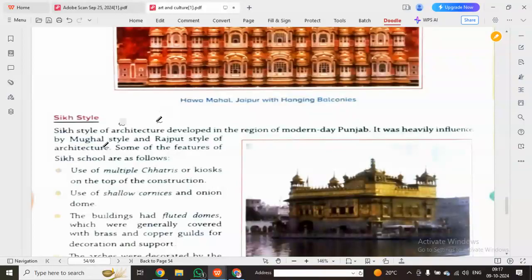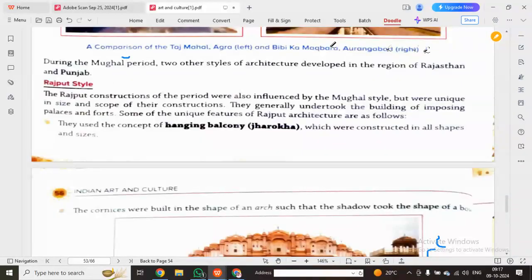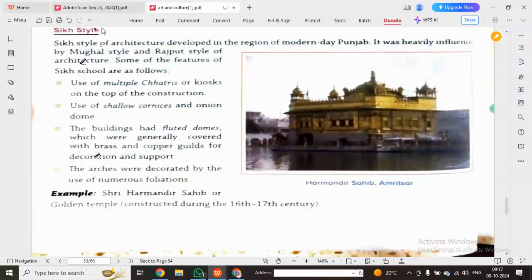Coming to the Sikh style. So Sikh style is architecture developed in the region of modern day Punjab. Basically, in Rajasthan and Punjab, during the Mughal period, two architectures were born. One of them is the Rajput style, and the second one is the Sikh style. So it was heavily influenced by Mughal style and Rajput style of architecture.